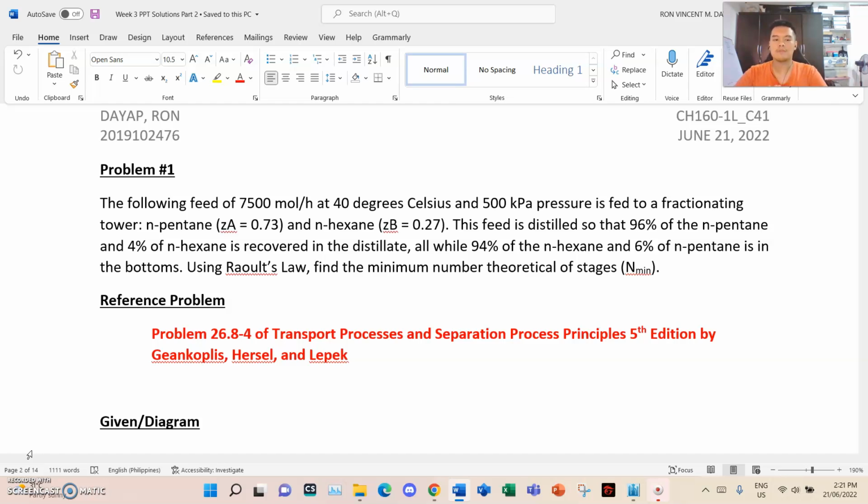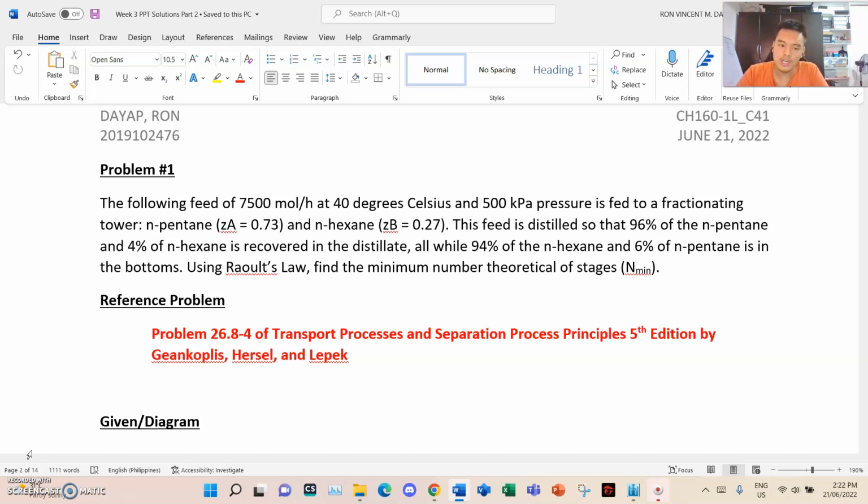So this is a problem inspired from problem 26.8-4 of Transport Processes and Separation Processes Principles, 5th edition book by Jean Copley's, Hercel, and Lepek. So the problem is a modified version of the problem reference, and this is what it says.